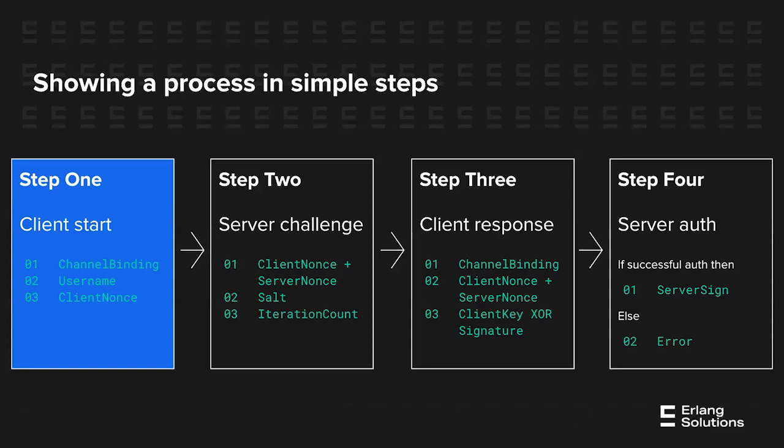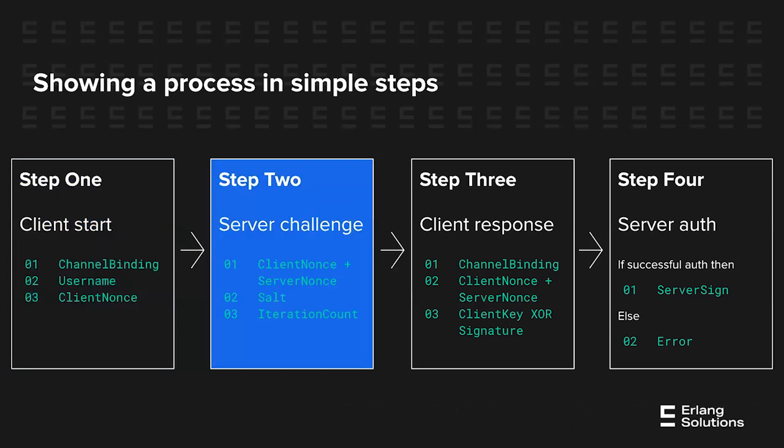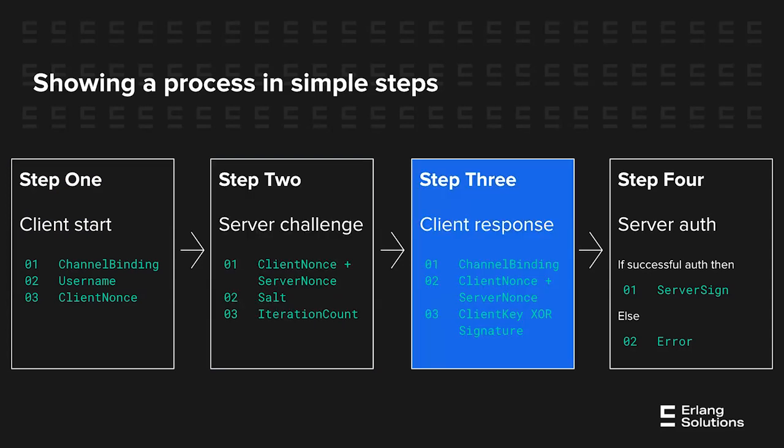So an overview: the client starts, and sends his channel binding data, his username, and his unique nonce. The server sends back his unique nonce, the salt, and the iteration count for this client. The client has all the data he needs. He computes his challenge, the MAC, the XORing, all that stuff that we saw, and sends that to the server.